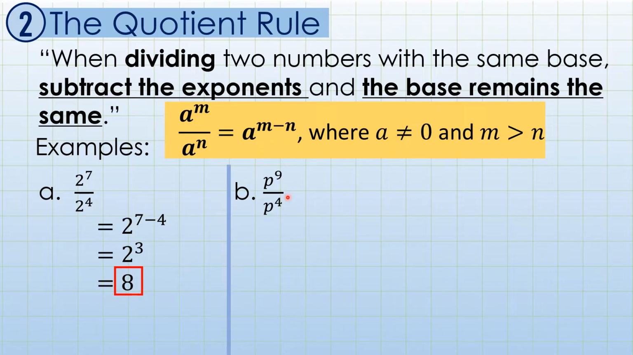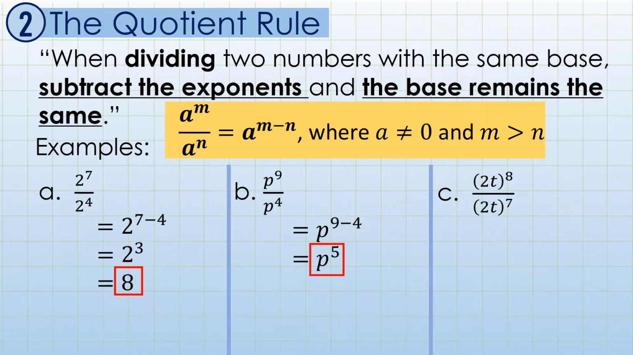Next, p to the 9th over p to the 4th. Mas madali to, di ba? Kasi variable lang yung base nila. Dahil pareho yung base, pwedeng apply ng quotient rule. Ang sabi ng quotient rule, kopyahin yung base na p, tapos i-subtract yung dalawang exponent. 9 minus 4, final answer is p to the 5th power.